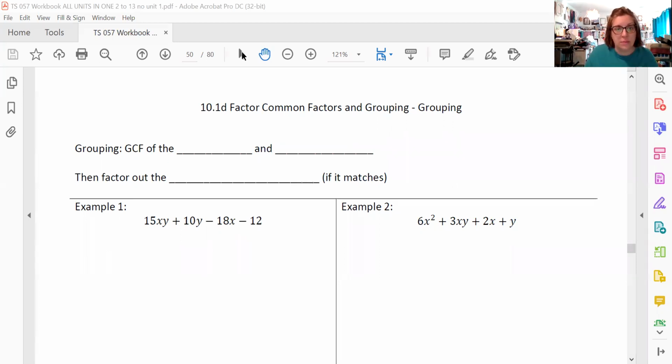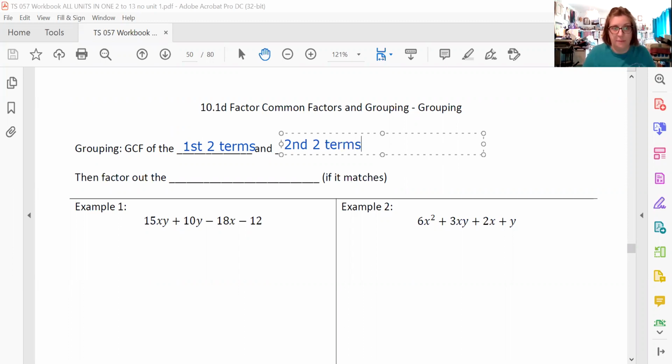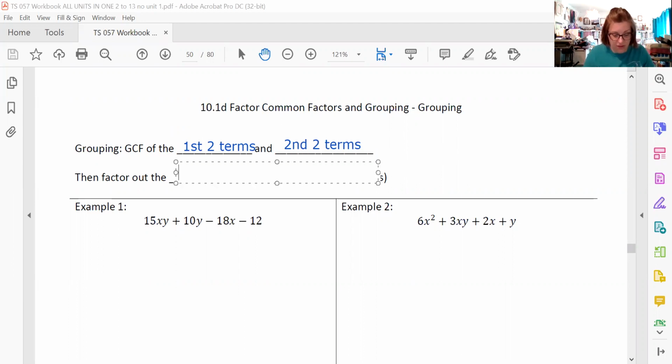So let me pull this up here. Grouping happens when we take the greatest common factor of the first two terms and of the second two terms. And then we factor out that GCF, which is a binomial, if it matches. Let's take a look at this.